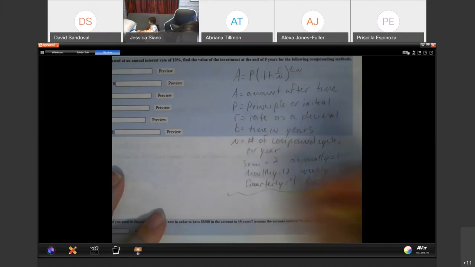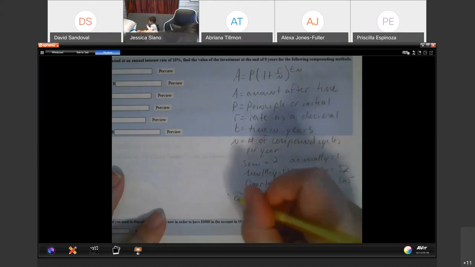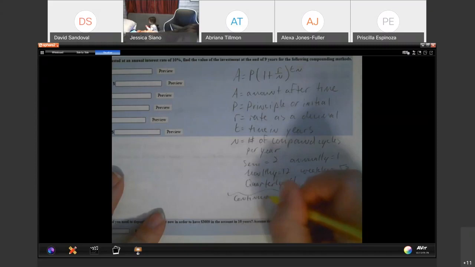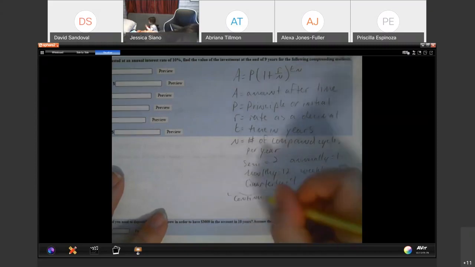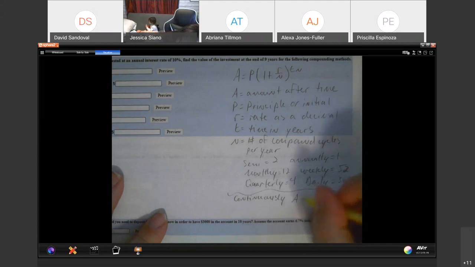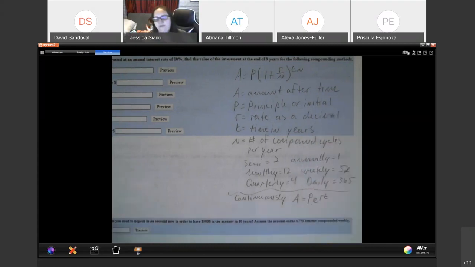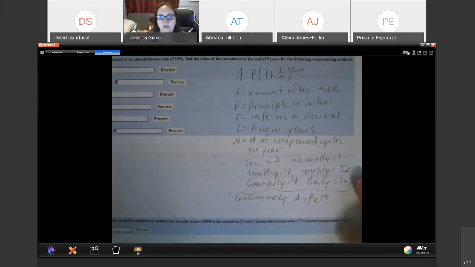And then if you see the word compounded continuously, you would use a different formula, and that's A equals Pe to the rt, where A, P, r, and t are all the same things that I just said. I know Andy goes over all that in his notes, but I like to review.